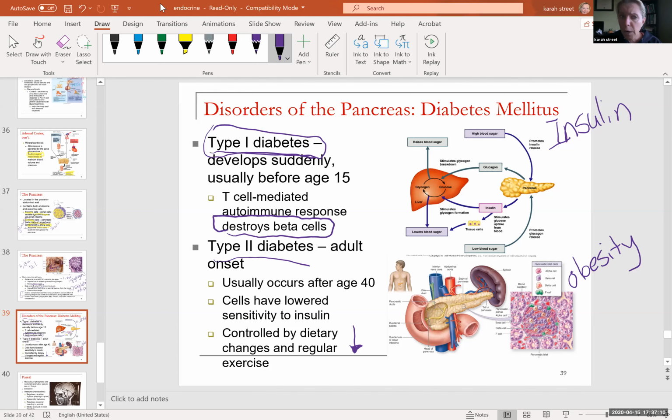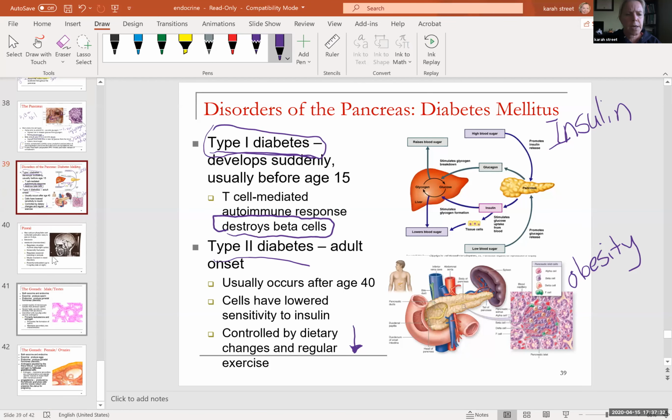Arguably, type 2 diabetes can be prevented and can be cured in many cases with some weight loss and diet management. Arguably, not always, but arguably many times it is.